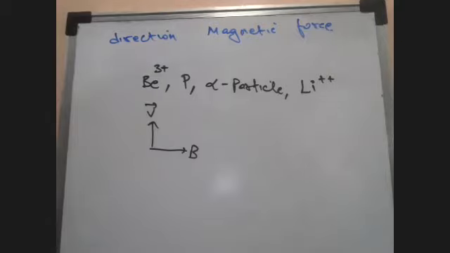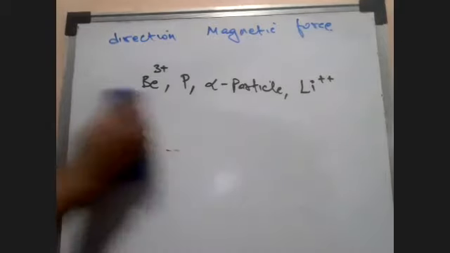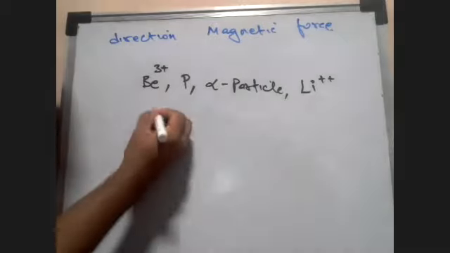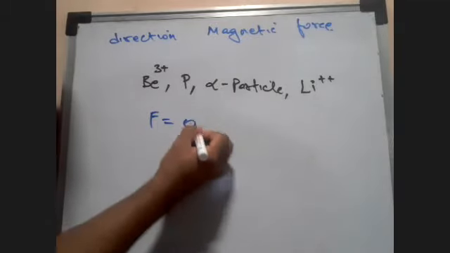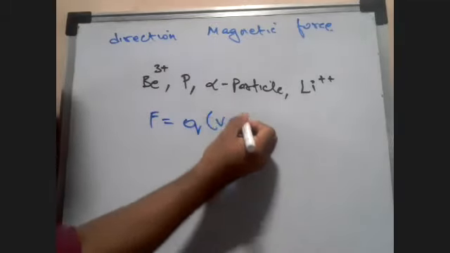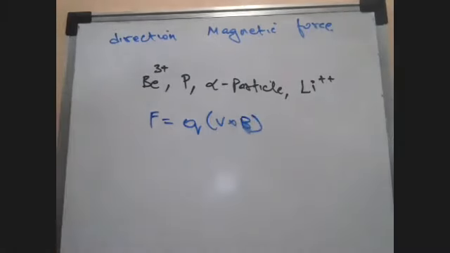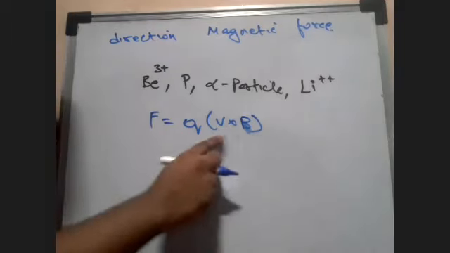Look here, everyone. If the question is understood, you have to just find out which one is going through a minimum force. So remember that force is equal to Q into V cross B. But here, someone said alpha particle. Okay, let's see. So force is equal to Q into V cross B.